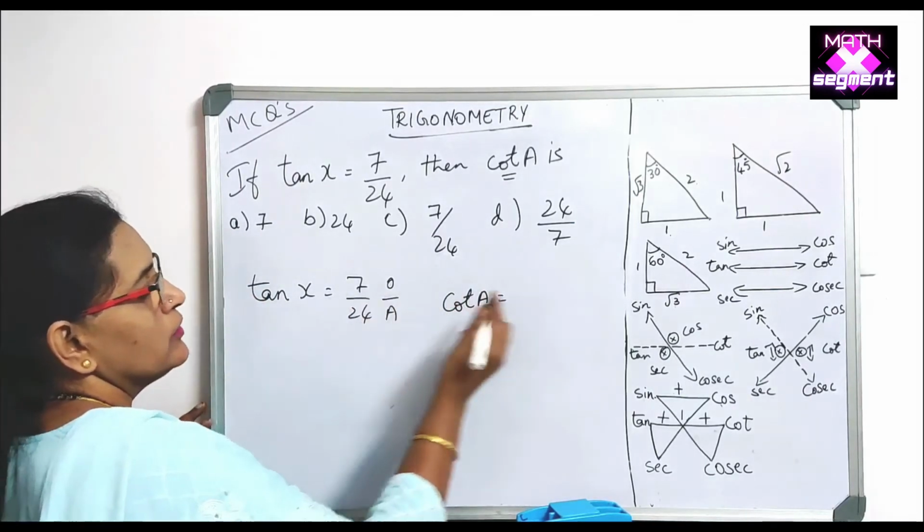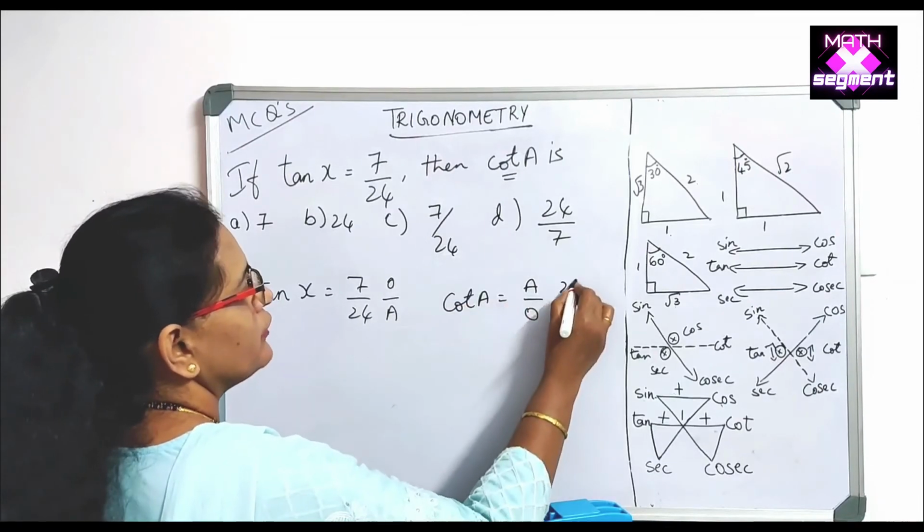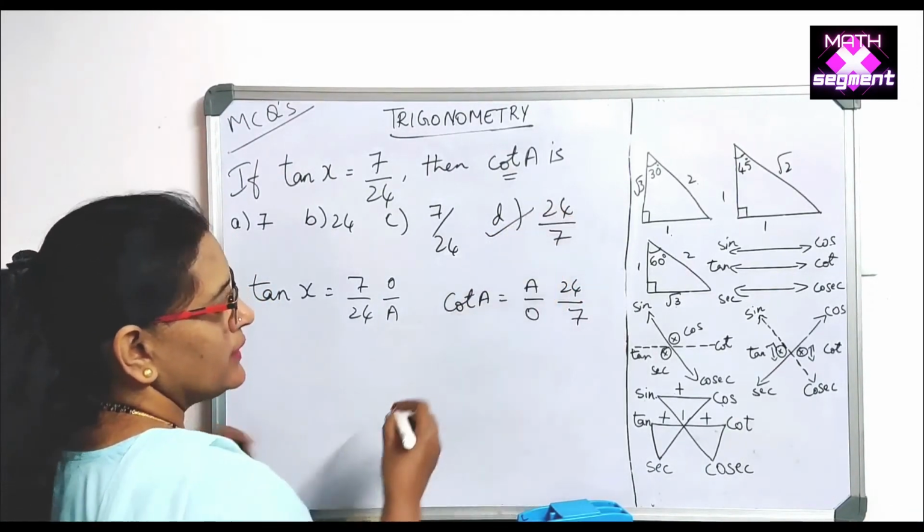Opposite of tan. So that means adjacent by opposite. So here adjacent is 24 and opposite is 7. So 24 by 7, D option is the correct answer.